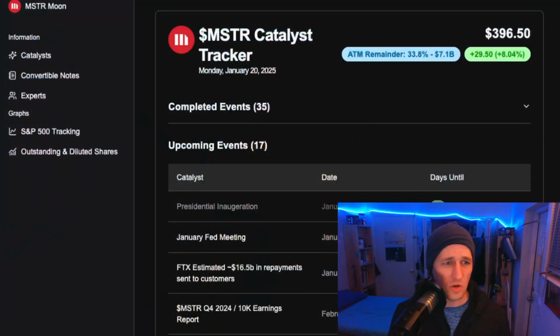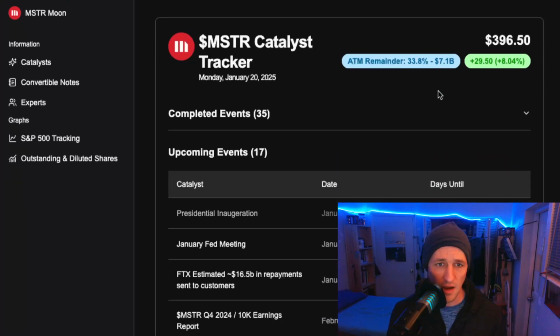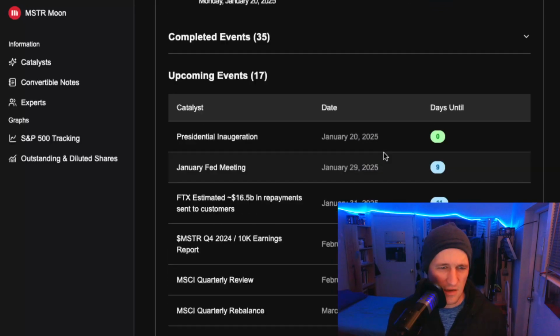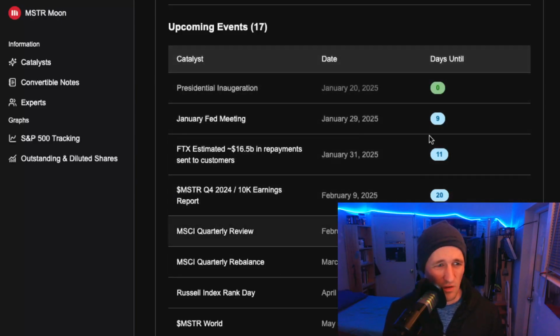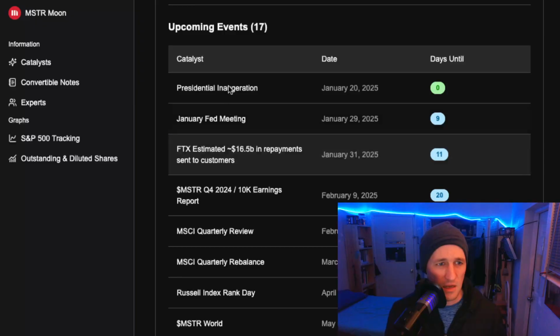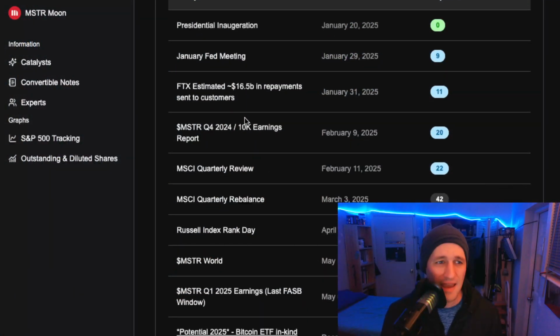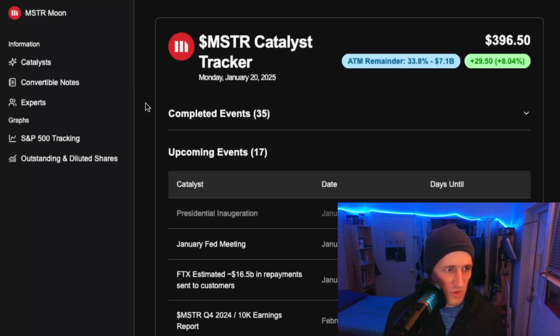Couple of other MSTR charts. This one is MSTRmoon.com. This just shows you mainly different dates in MSTR's calendar that are important. So obviously it's got just general stuff like the Fed meeting, inauguration. FTX is their bankruptcy. They finally said that they're going to issue some of that money from the liquidation of different stuff they had, and they're going to pay back people, so that might go back into crypto or Bitcoin specifically. And so just different charts here.